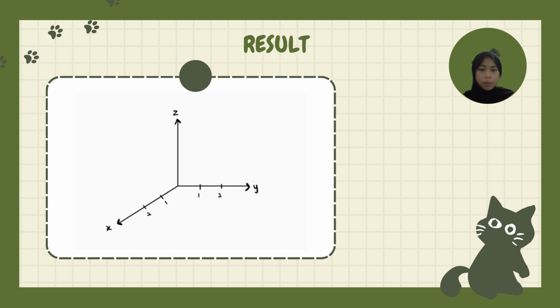Step 4, label the path. Finally, add an arrow pointing from P toward Q to show the direction of travel and label this curve as path C.